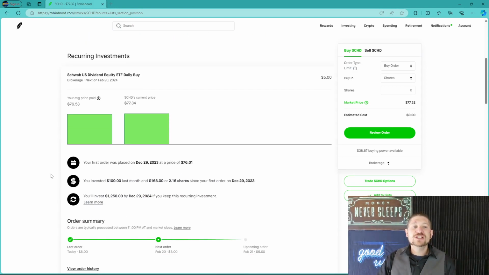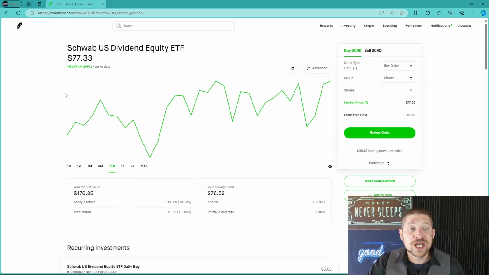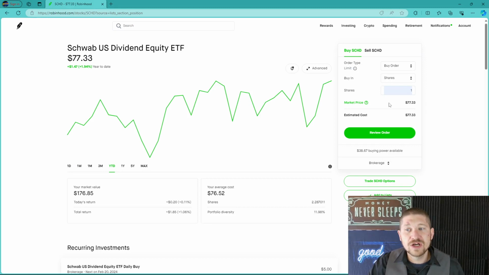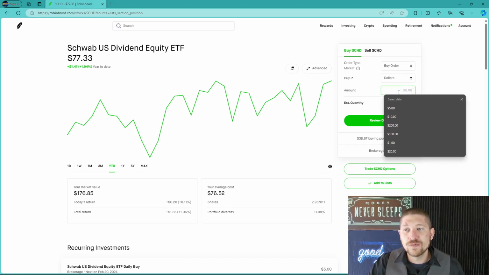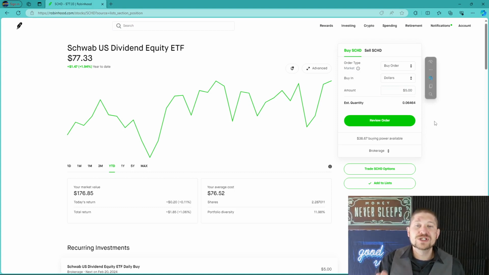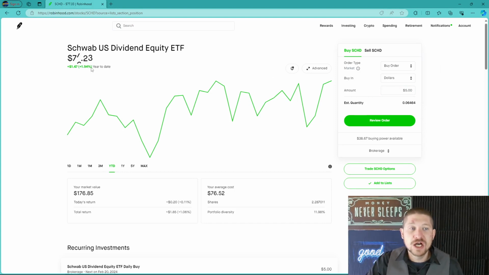Now, recurring investments. What are they? Why are we doing them? Okay. The point is, we are going to be putting $5 every day into this company. Now, with Robinhood, you can buy fractional shares. So you don't need to buy one share for $77. You don't need $77 to buy this. I can literally buy $1, I believe, of this share in dollar format. Okay, say we do $5, you will get 0.06464 of a share. Okay, you'll get a fraction of this amount.